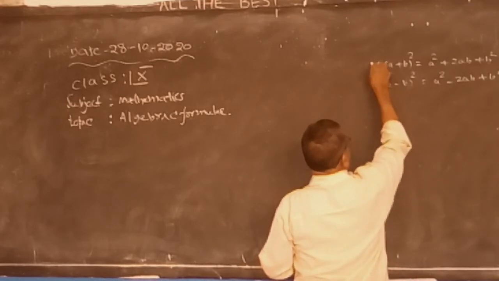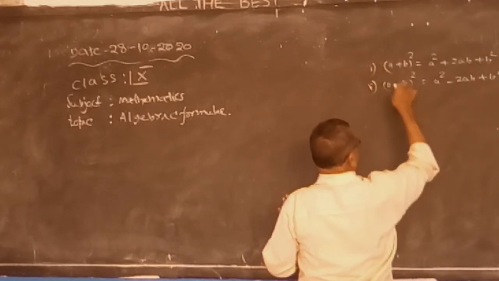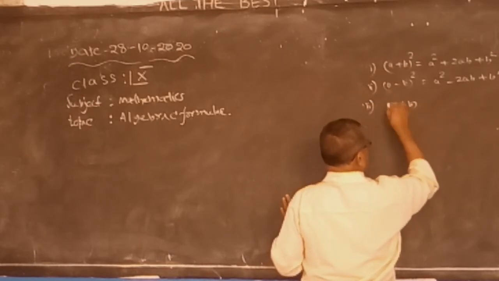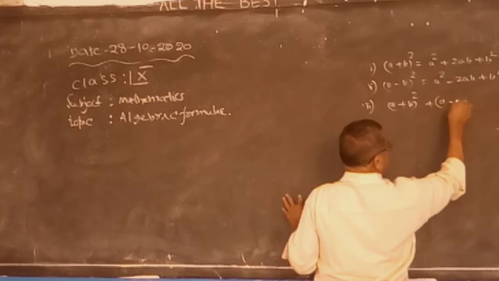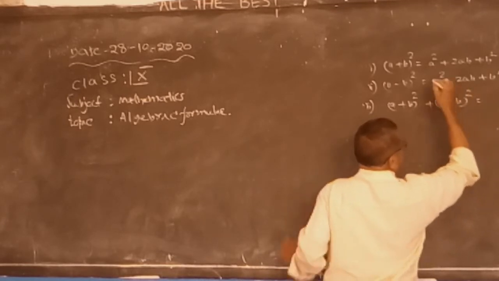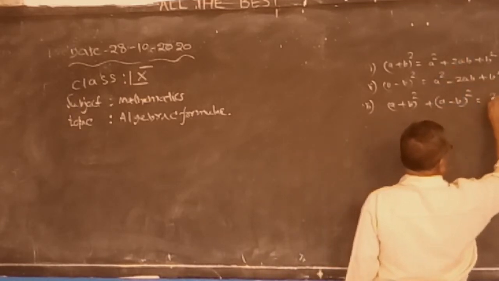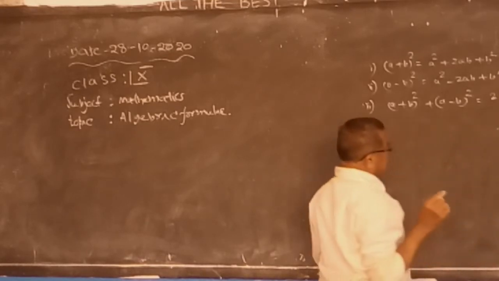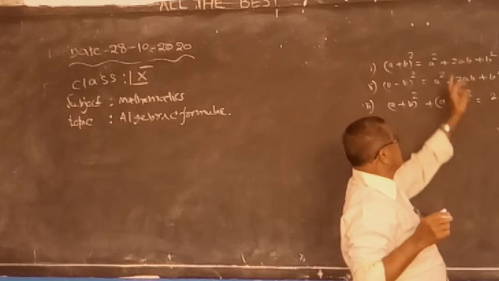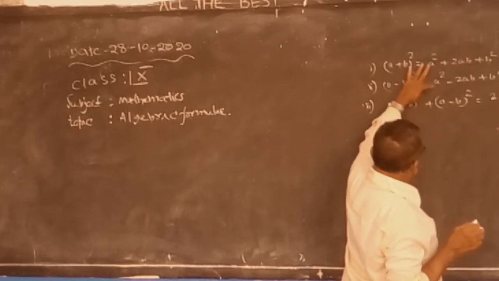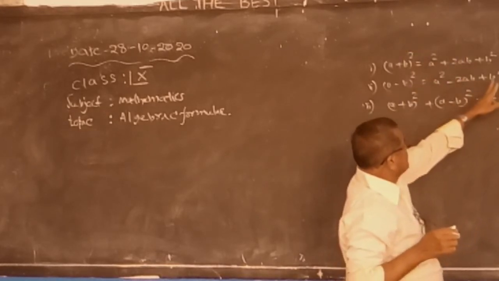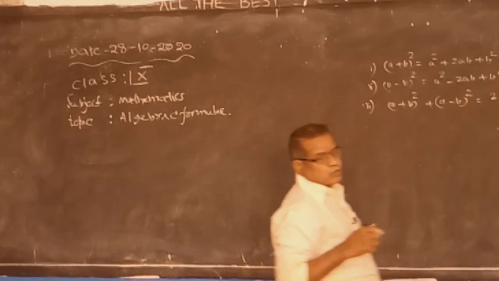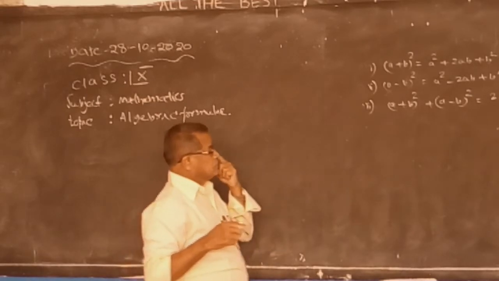And the third, sum of these two, (a plus b) whole square plus (a minus b) whole square. Sum of these two is 2 of (a square plus b square). Because in the addition, plus 2ab and minus 2ab cancel; a square plus a square is 2a square, b square plus b square is 2b square. Taking 2 common, 2 of (a square plus b square).